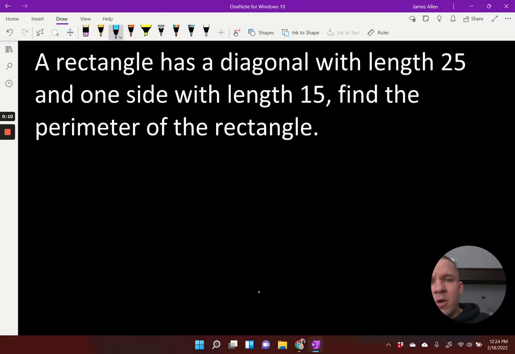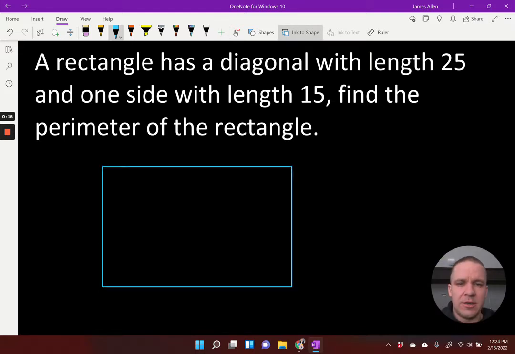Perhaps we start out with ourselves having a nice little rectangle action here. So get ourselves a rectangle. Perhaps you can draw them as awesome as I do. I don't know. We'll see. I do have technology on my side.